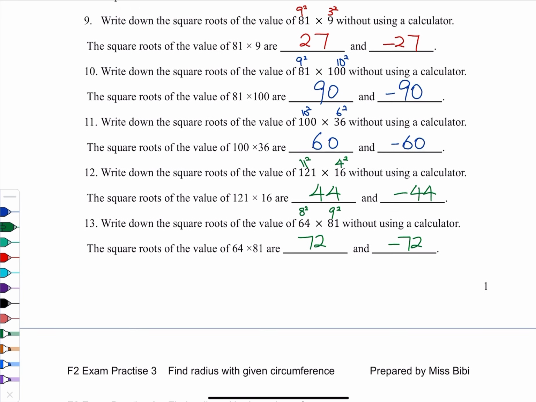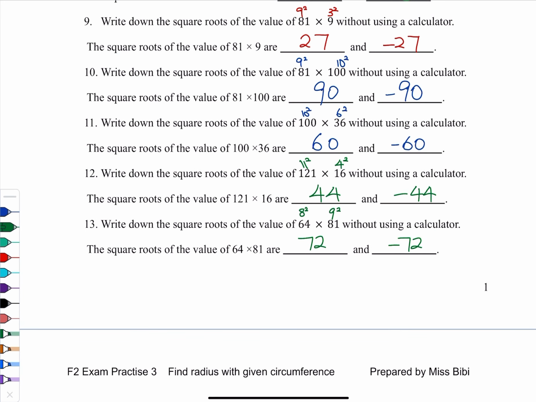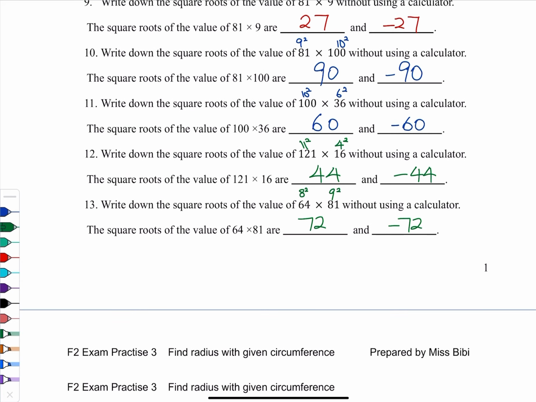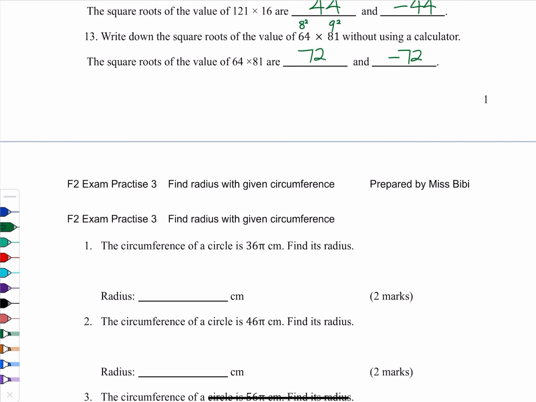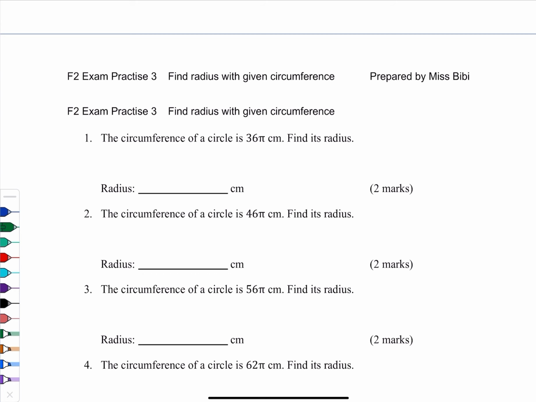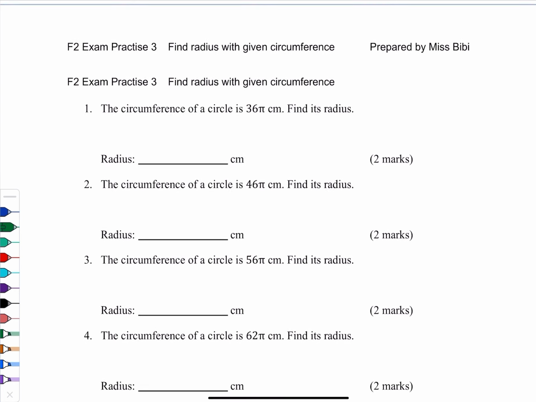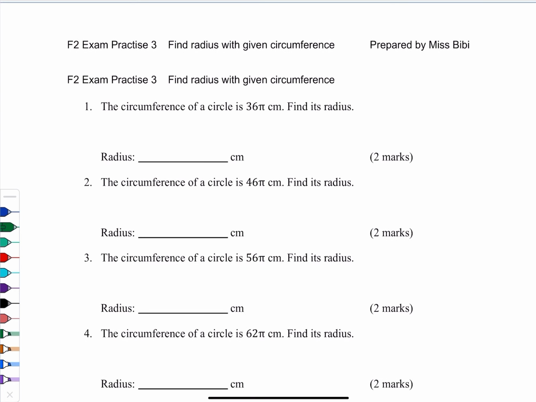Okay, easy peasy. This should not be the hardest topic yet, because the next practice, when you have to find the radius with given circumference, that is what we call hard. Very hard, right? Because this is shapes.